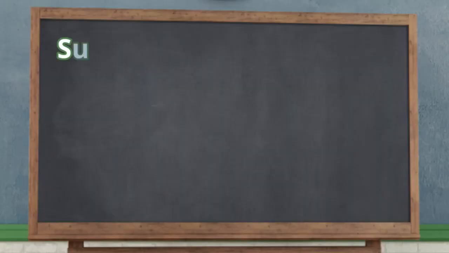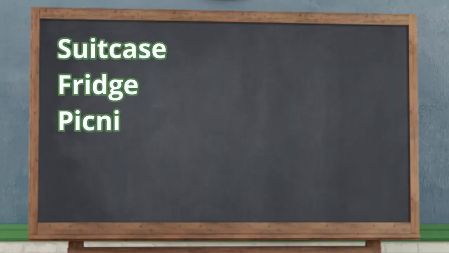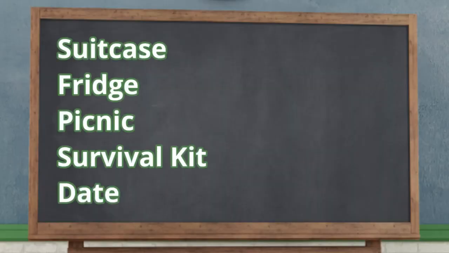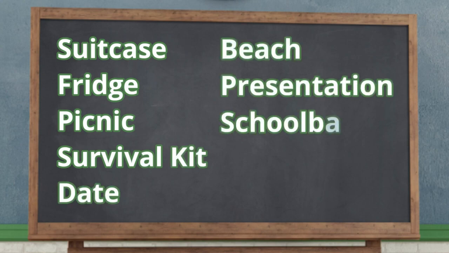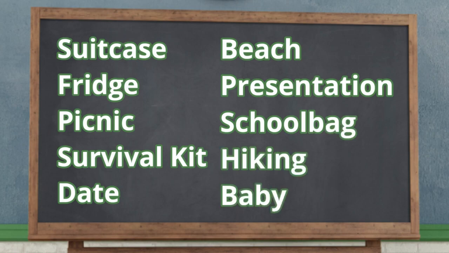Make a list. Students have to think of 8 essential items that are needed for some situations or items. You can write it on the board, take some suggestions from your students. For example, a suitcase for a 3-day trip, a fridge, a picnic, a survival kit, going on a date, a beach, doing a presentation, a school bag, going hiking, things for a baby.